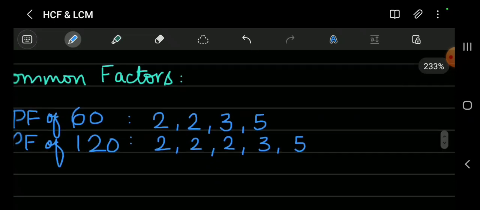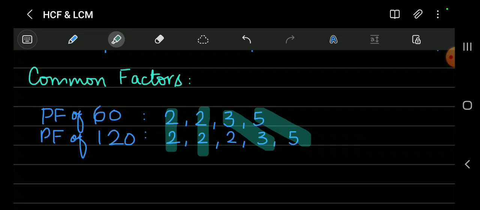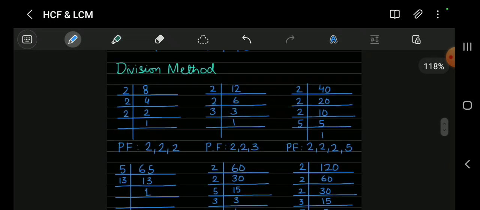When we talk about common factors, it actually means which factors are common. So in this particular case, the common factors that are common in both are 2 for 2 times, and 3 and 5. This is what we call common factors. Now let's take some other example as well.